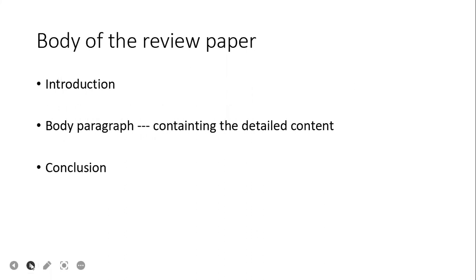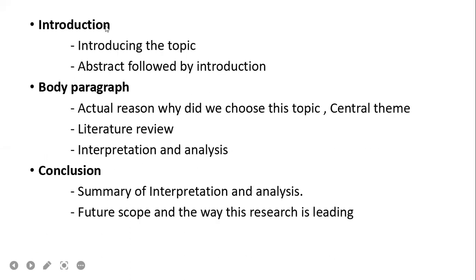The next topic is, after you get to know what a review paper is, what needs to be considered, the analyzing points, and how to choose a topic, the very next question is what should be considered in the review paper, what the body should be. One is the introduction to the topic, and the next is the body paragraph. The body paragraph is nothing but the detailed content, followed by the conclusion. The introduction will introduce the topic and include the abstract.